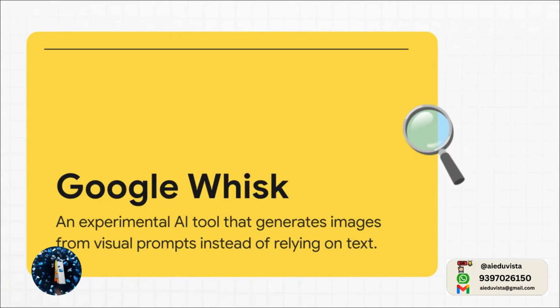So Whisk basically flips the entire script. Instead of starting with a blank text box, you start with images. It's built to make AI image creation feel more intuitive, more playful, moving away from all those complex text commands. And its tagline, "prompt less and play more," really says it all.